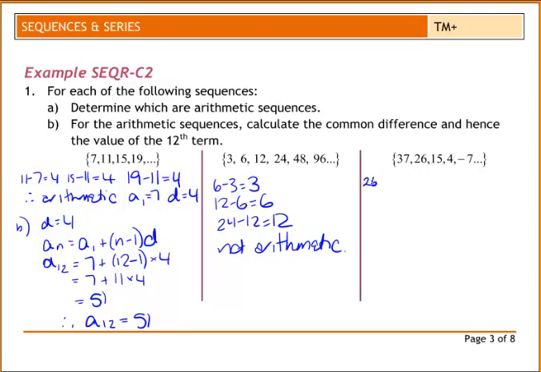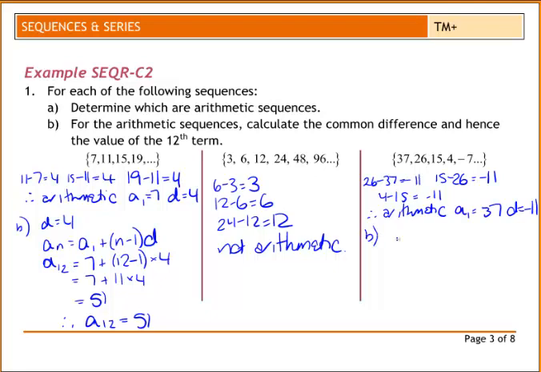Next, 26 minus 37 is negative 11. 15 minus 26 is negative 11. This is looking better. 4 minus 15, negative 11. So therefore, it's arithmetic. a1 equals 37, and our common difference is negative 11.